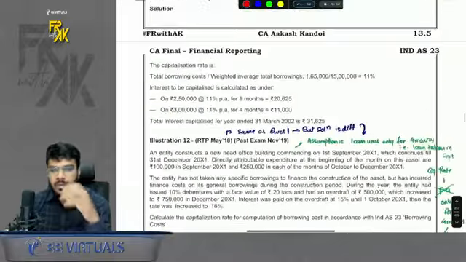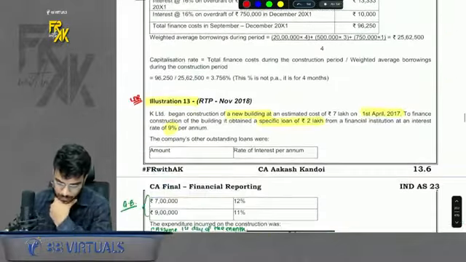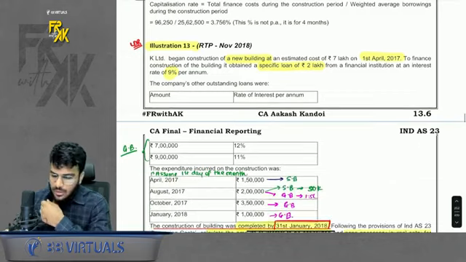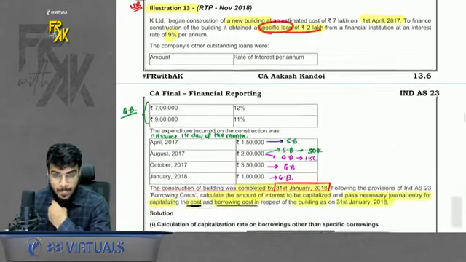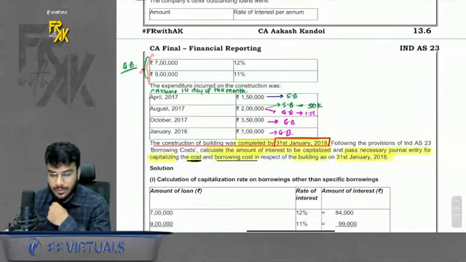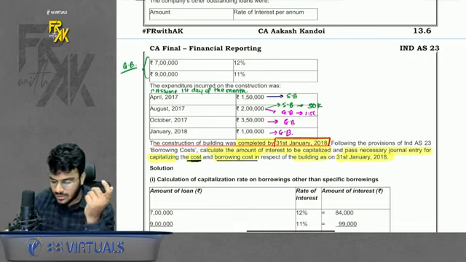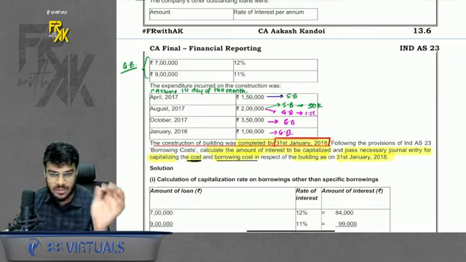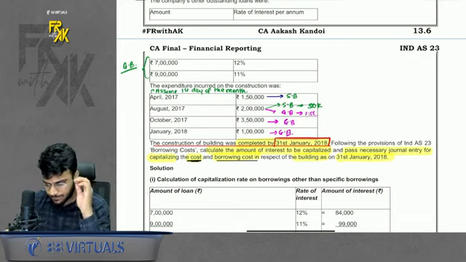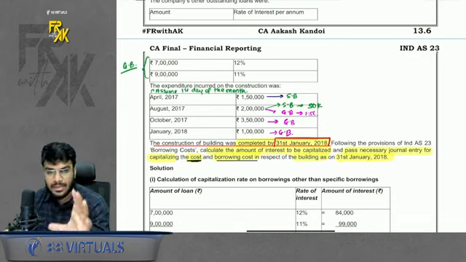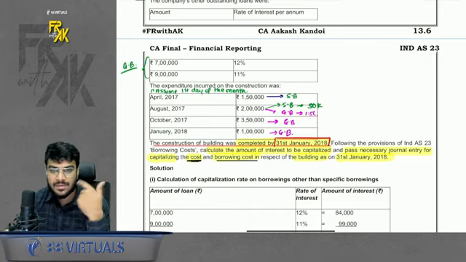The first good question, which I feel is illustration number 13, which you can see. What is there? We have a specific borrowing, and also a general borrowing, and this is the expenditure which we have incurred. Now they are saying that the construction was completed on 31st January 18. What to do with this? In this case we have one specific borrowing as well as one general borrowing.